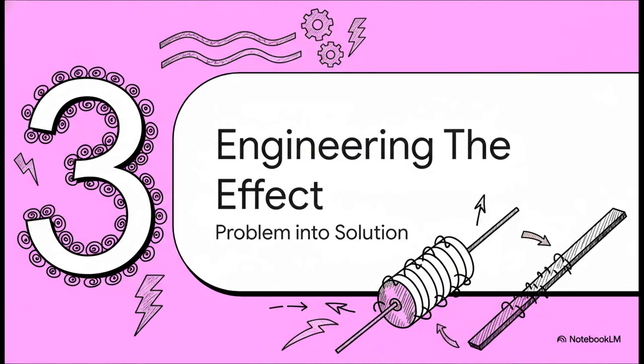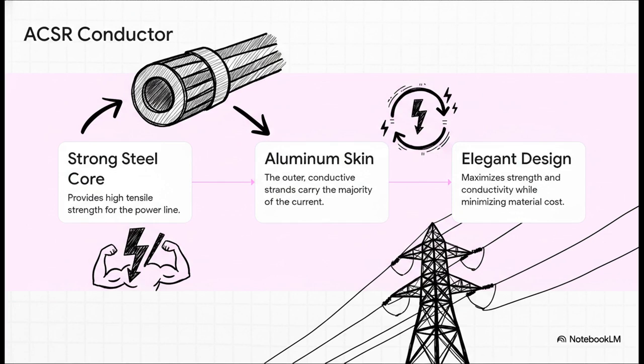So once engineers figured this out, they stopped fighting the skin effect, and they started designing with it. They took this fundamental principle of physics, and they turned it from a problem they had to solve into a tool they could actually use. And the perfect example of this is the ACSR cable. This is the kind you see strung up on those massive transmission towers. The engineers knew the current was only going to use the skin anyway.